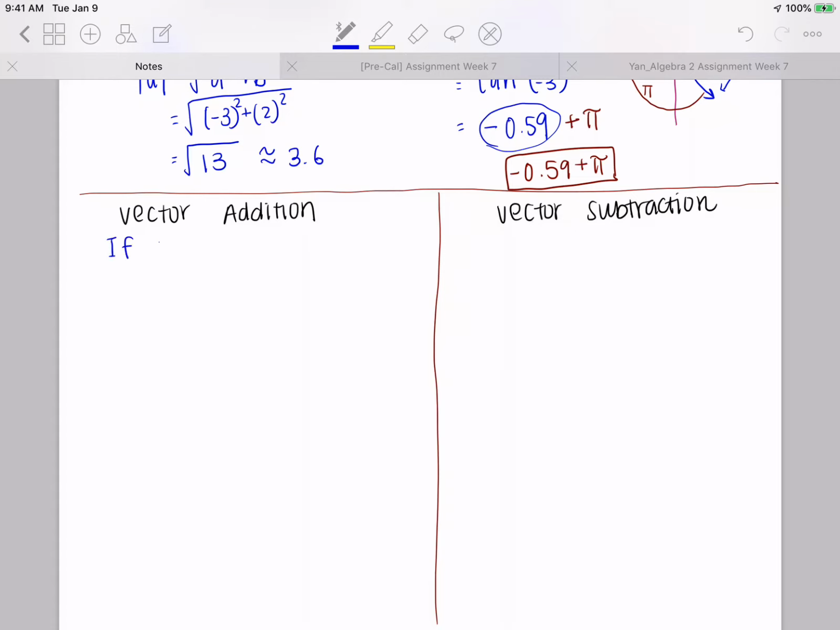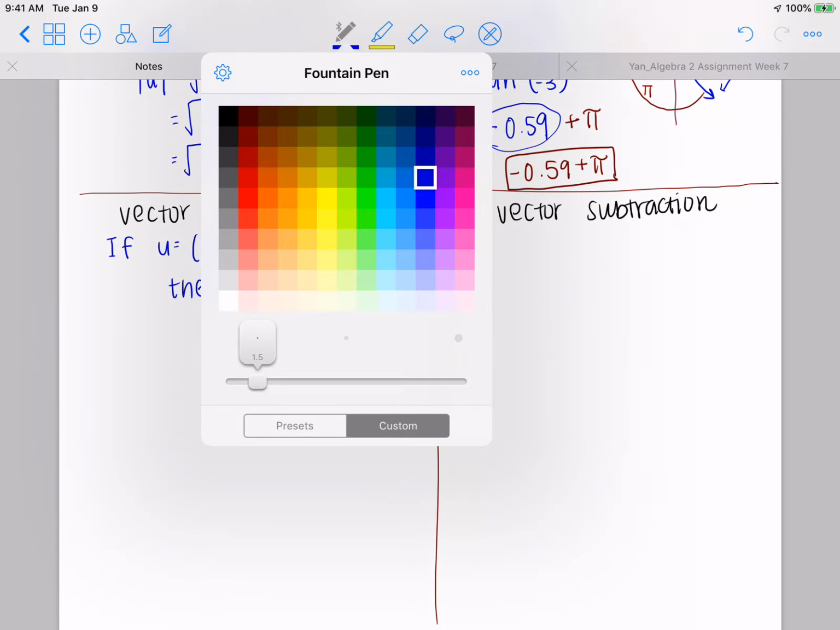If I have a vector u equals a comma b and a v equals c comma d, then u plus v, whenever I want to add two vectors together, you're just adding the first plus first and last plus last. Okay, so a plus c comma b plus d. This is the computation way. If you're going to draw this out, it's very easy too.